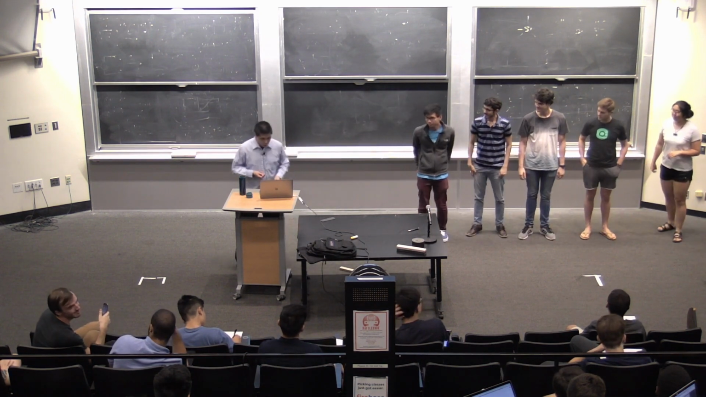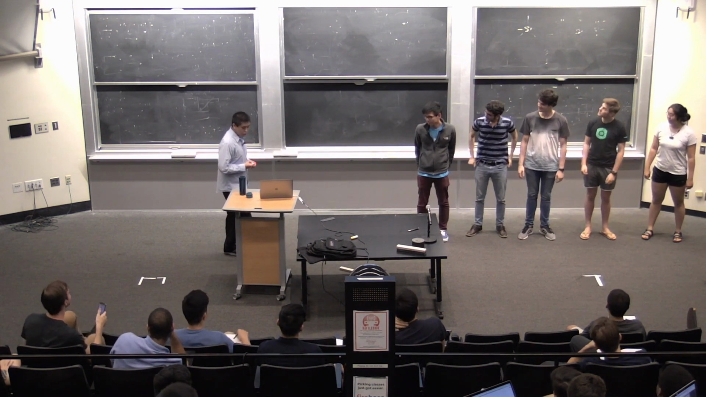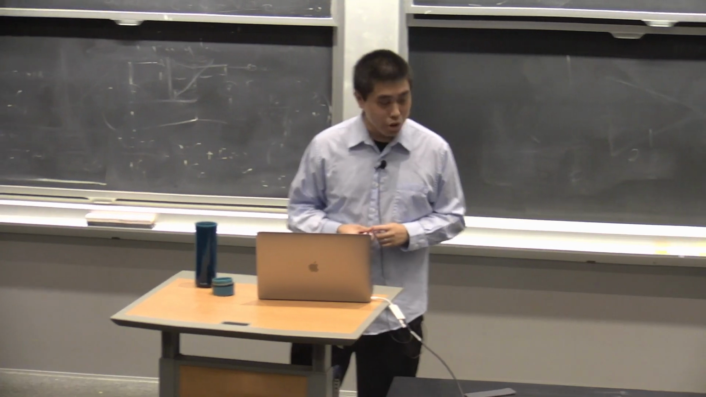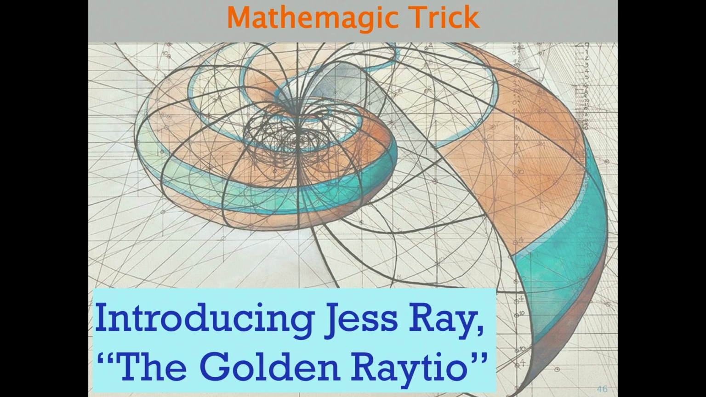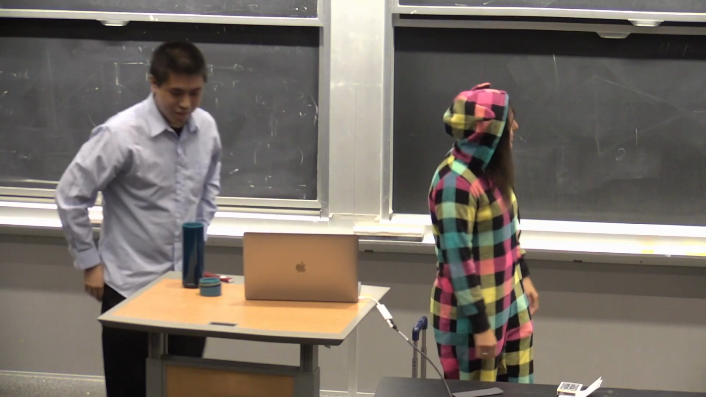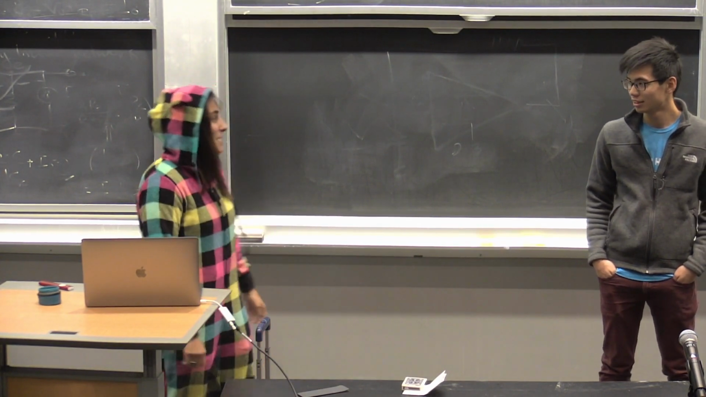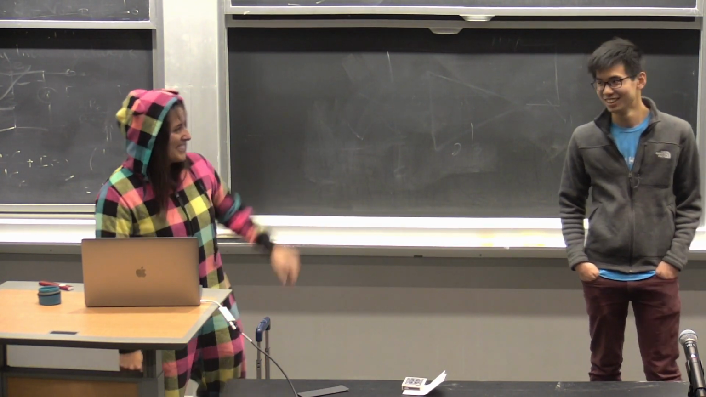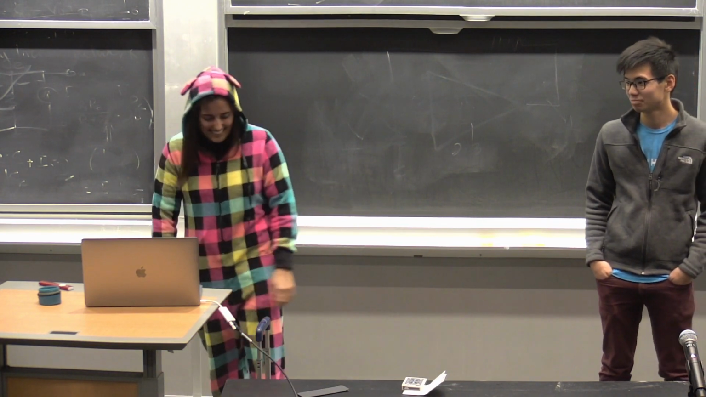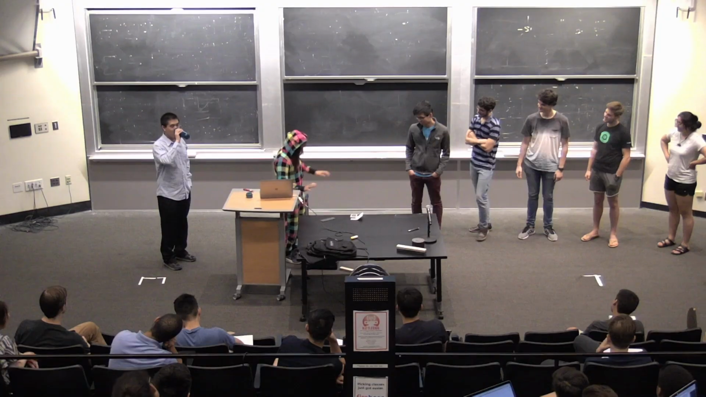Okay, cool. So today I have the pleasure of welcoming Jess Ray, also known as the Golden Ratio, to join us for a lecture and help us perform this cool magic trick. So let's give her a round of applause. I'm going to be doing a little bit of a magic trick for you all today. I'm going to be reading your minds. And I know you're looking skeptical, but I'm hoping I can convince you here. So we'll get to that part in a second.